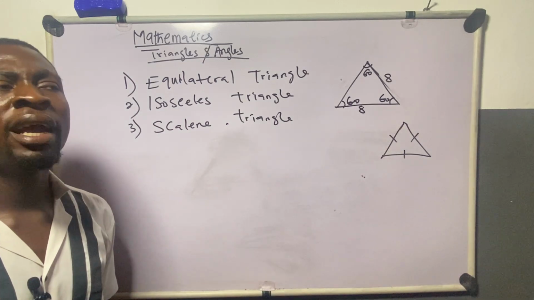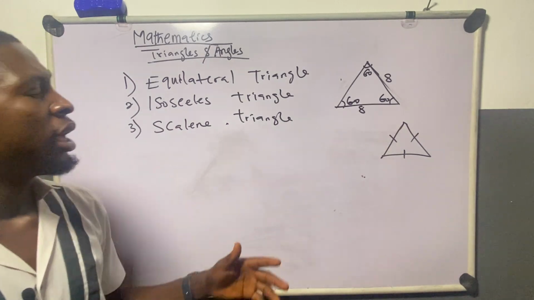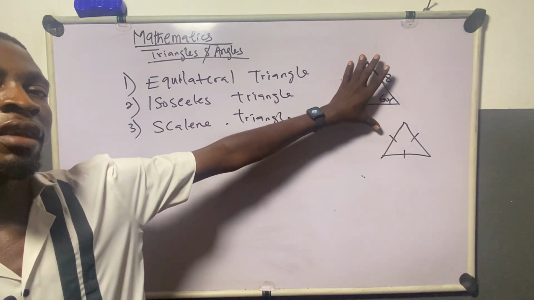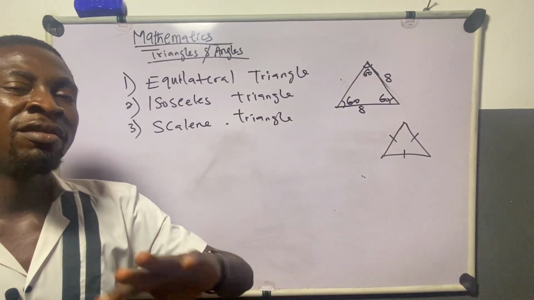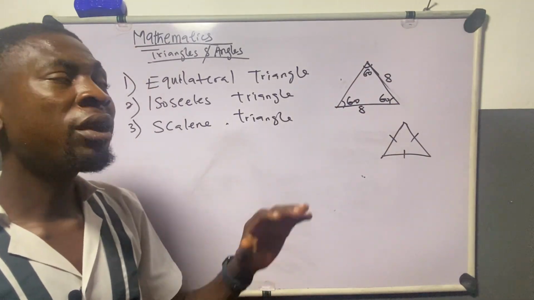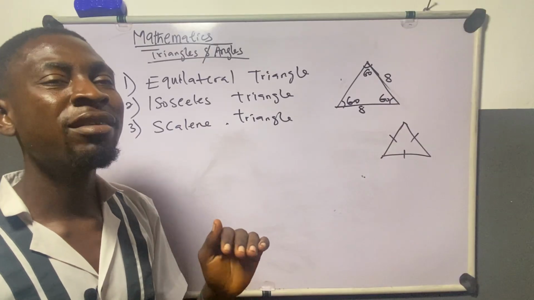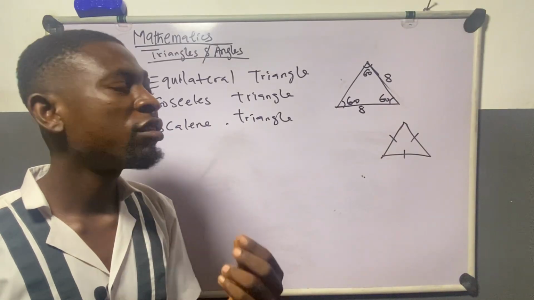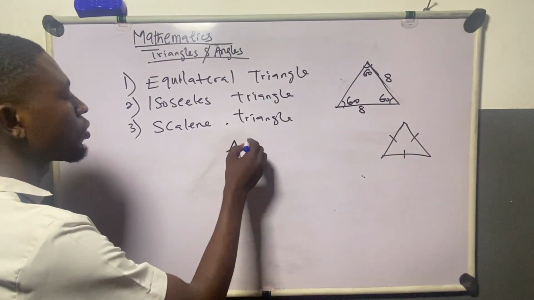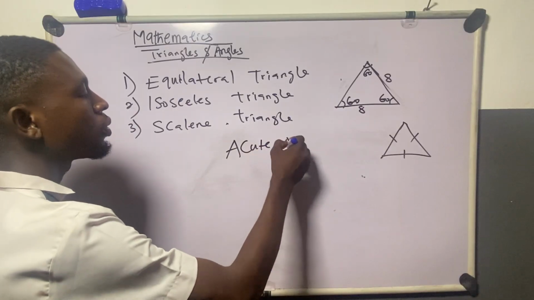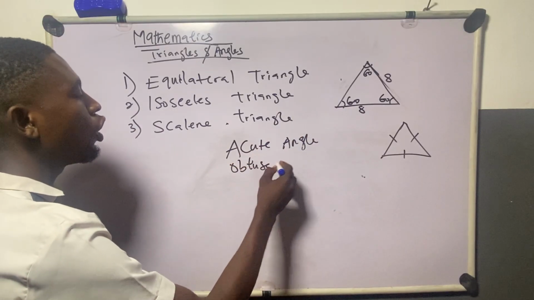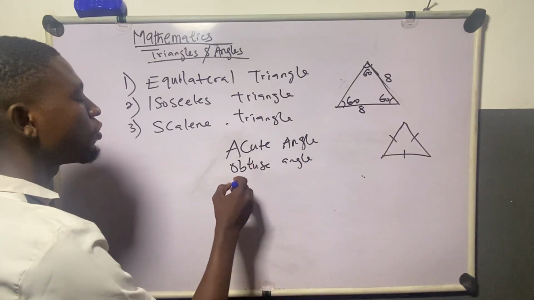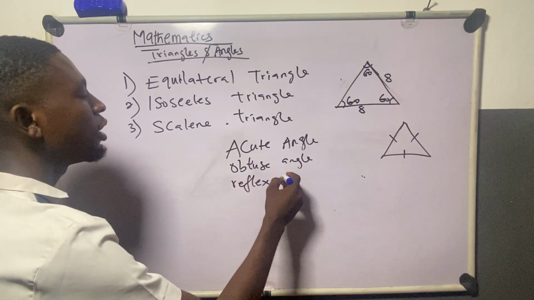Now, when we say a triangle is an acute triangle, for example, this particular triangle can be referred to as an acute triangle. When none of the angles is more than 90, it's known as an acute triangle. Before you go to acute triangle, let's learn what an acute angle is. This is an acute angle. Let's know what an obtuse angle is. Let's know what a reflex angle is.